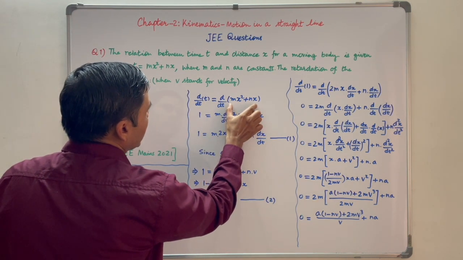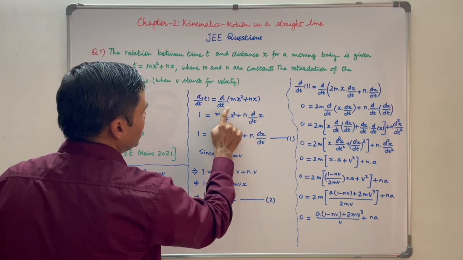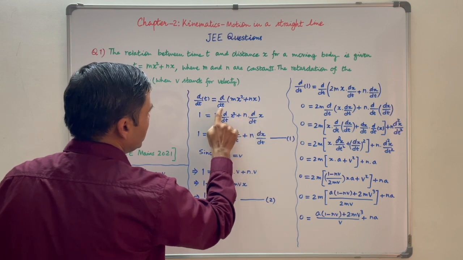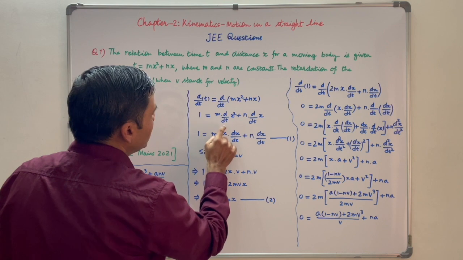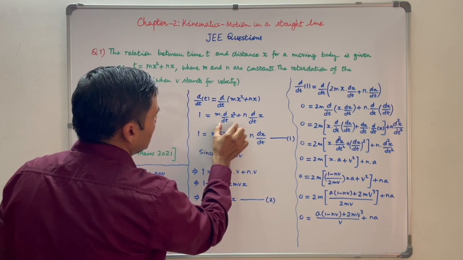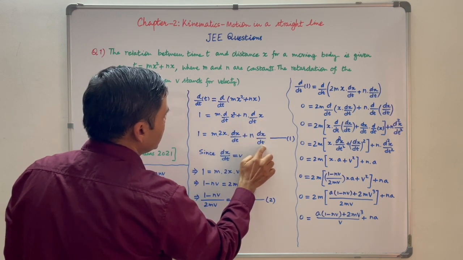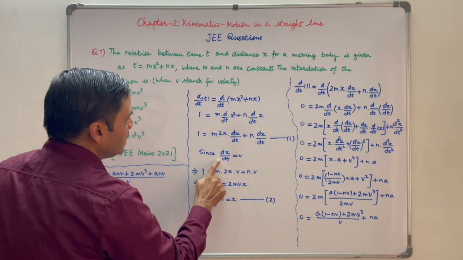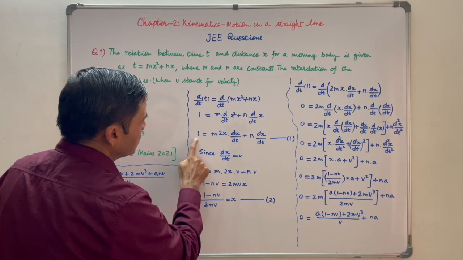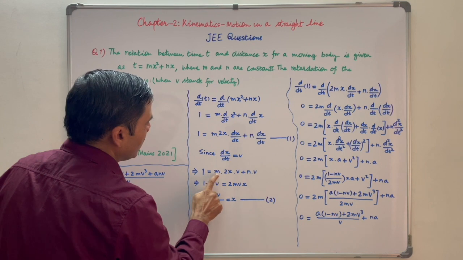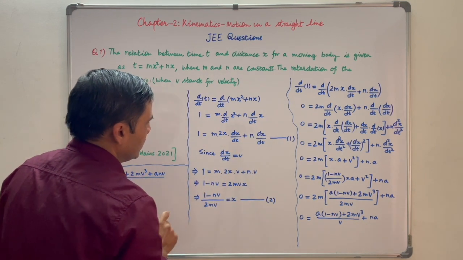We can open the bracket using the distributive property. So it will be m into d by dt of x square plus n into d by dt of x. So 1 is equal to m into 2x dx by dt, plus n into dx by dt. Put v in place of dx by dt, as we know that dx by dt is equal to v. So the equation will be 1 equal to m into 2x into v plus n into v.